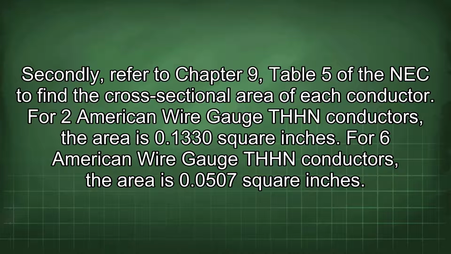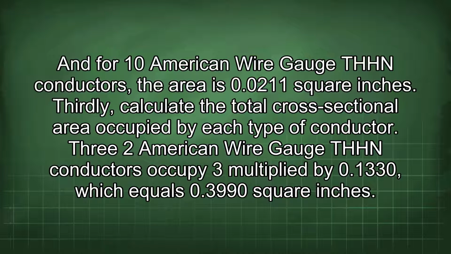Secondly, refer to Chapter 9, Table 5 of the NEC to find the cross-sectional area of each conductor. For 2 American wire gauge THHN conductors, the area is 0.1330 square inches. For 6 American wire gauge THHN conductors, the area is 0.507 square inches. And for 10 American wire gauge THHN conductors, the area is 0.211 square inches.